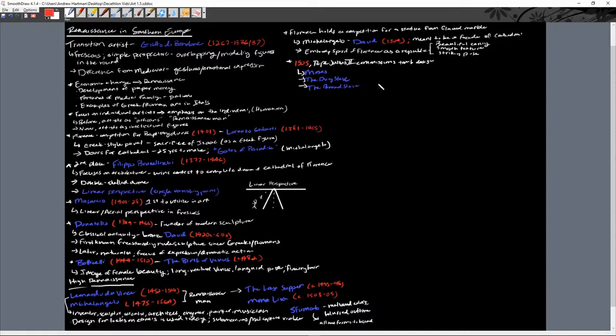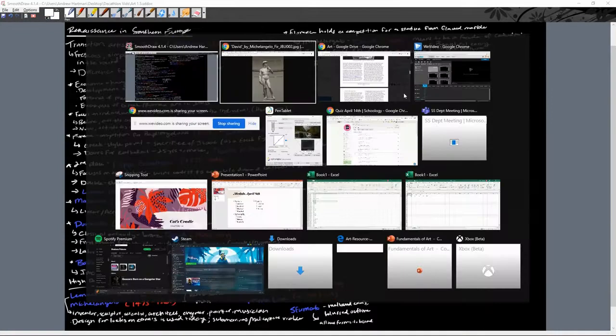Okay, he completes these. Moses takes him from 1513 to 1515. The dying slave, from 1513 to 1516. So he's working on these concurrently. And then also the same with the bound slave, 1513 to 1516. Okay, let's take a look at all three of those very briefly.